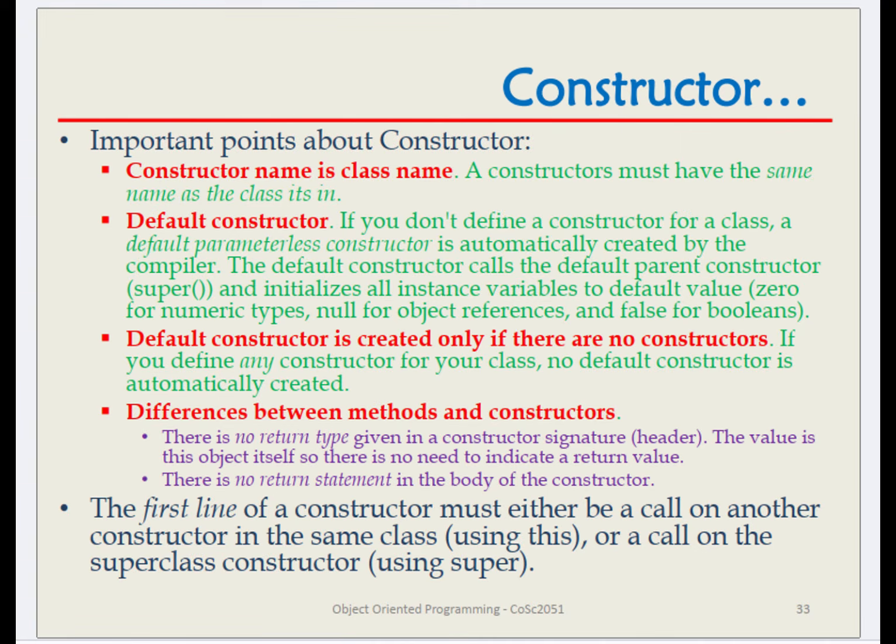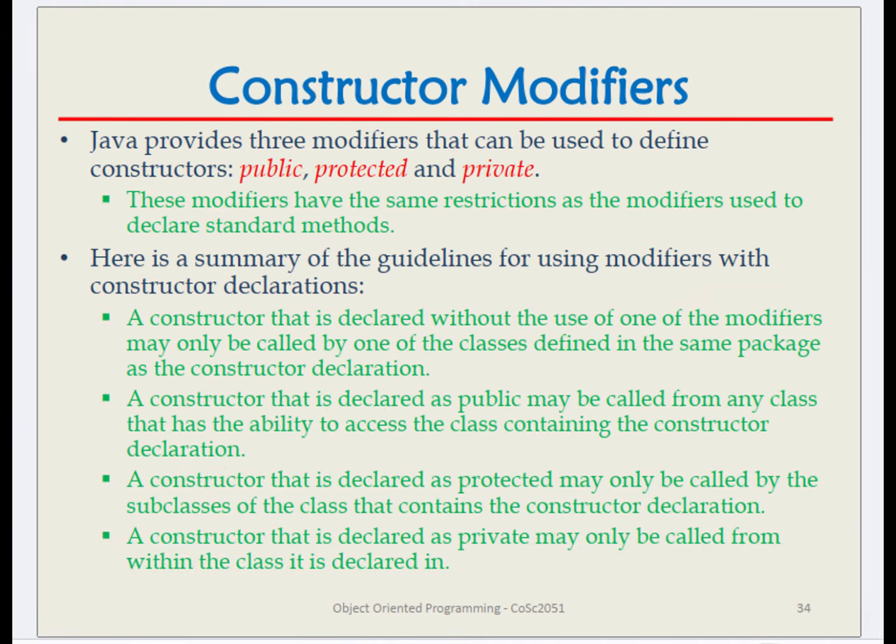Object-Oriented Programming Co. SC 2051-33. Constructor modifiers. Java provides three modifiers that can be used to define constructors: public, protected, and private. These modifiers have the same restrictions as the modifiers used to declare standard methods. Here is a summary of the guidelines for using modifiers with constructor declarations.